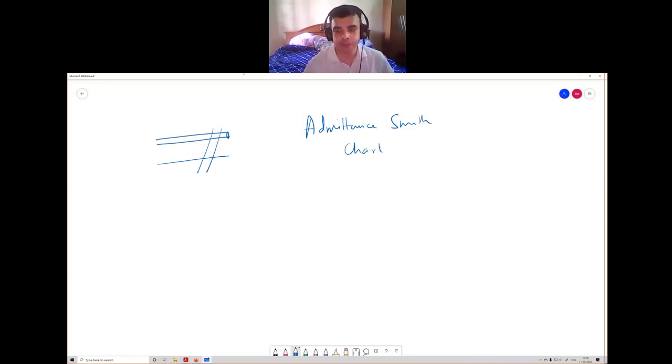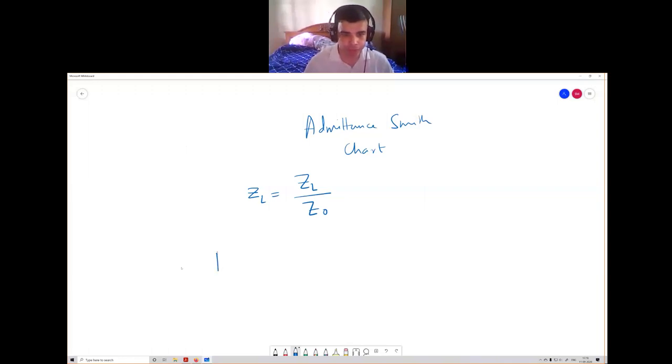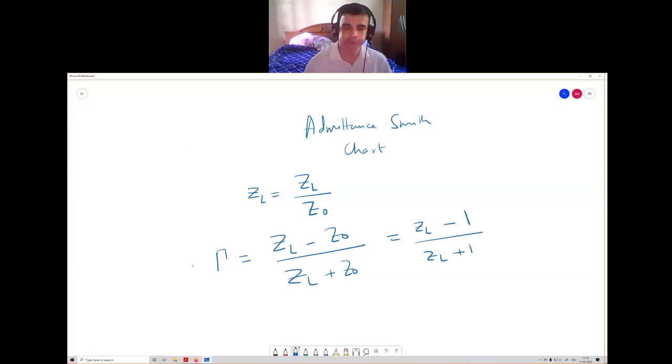Whatever we have discussed so far in the previous classes, they were all about the impedance, right? Where we are plotting impedance in the scale of reflection coefficient. Rather, normalized impedance. What is normalized impedance? zL equal to the real value of impedance by Z0. And what was reflection coefficient? It was (ZL minus Z0) by (ZL plus Z0). In terms of normalized impedance, it will be (zL minus 1) by (zL plus 1). This is okay.